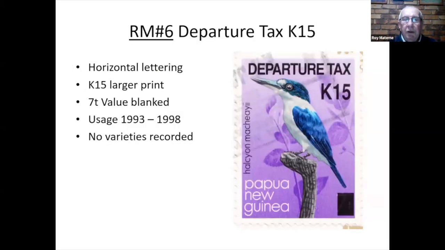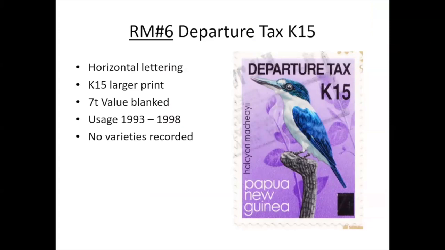So then we go on to the third departure tax stamp, Kina departure tax 15 Kina, the value 7 Toya value blocked out, and usage noted from 1993 to 1998. Perhaps in my own collection, not quite as common as the number one, the first variety.